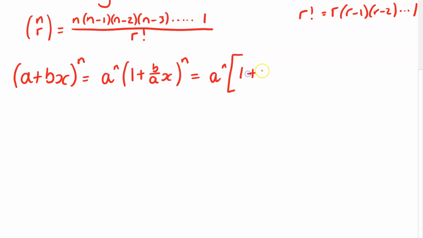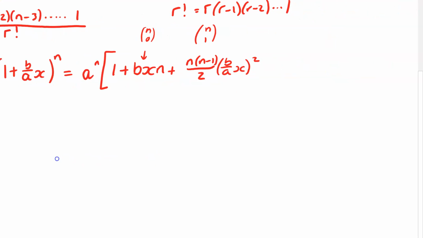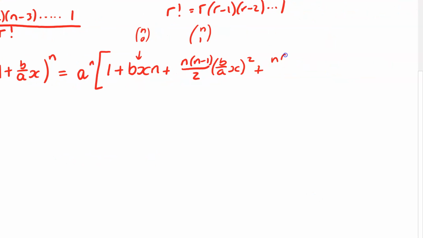So it's 1 plus nbx, plus n minus 1. So that comes from the formula nC1. And this part comes from nC0. Over 2, sorry, didn't finish that off. And that is b, or b over a, I should say, x squared. Then the next one is n minus 1, n minus 2, over 6.